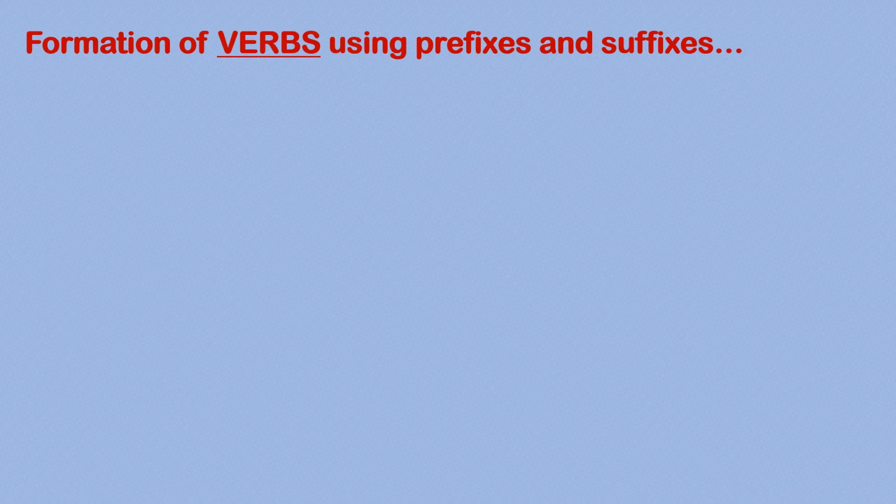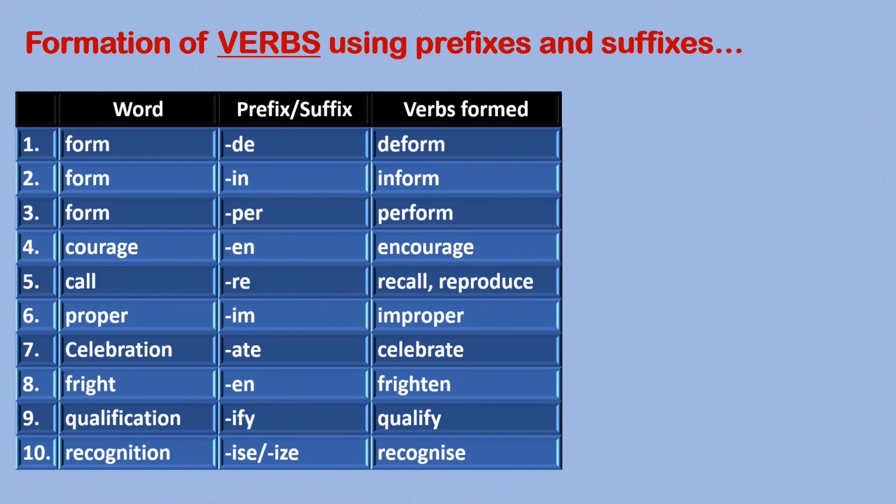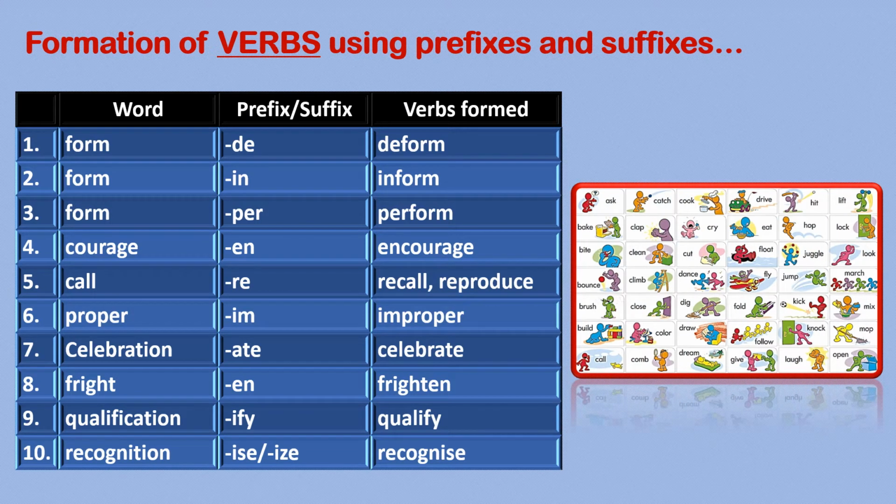Formation of verbs or action words using both prefixes and suffixes. So prefixes are the words or alphabets that you add before the root word. Let us see. Use the word form. Now, we can use the prefixes de, in, and per to form deform, inform, and perform.